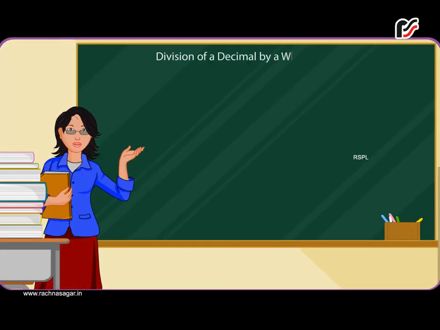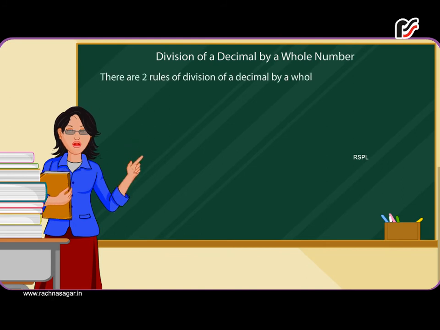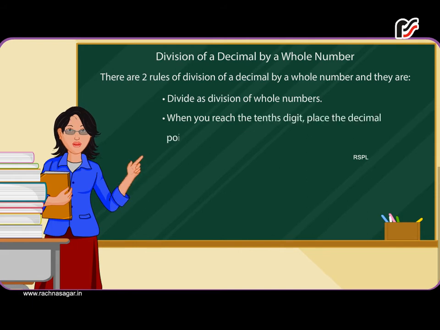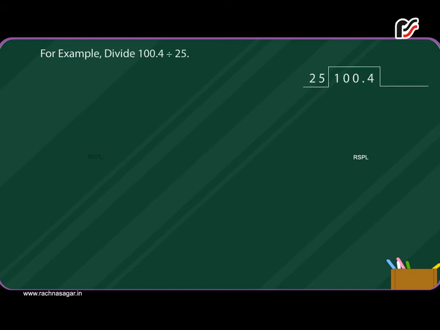Division of a decimal by a whole number. There are two rules of division of a decimal by a whole number, and they are: divide as division of whole numbers. When you reach the tenth digit, place the decimal point in the quotient. For example, divide 100.4 by 25.